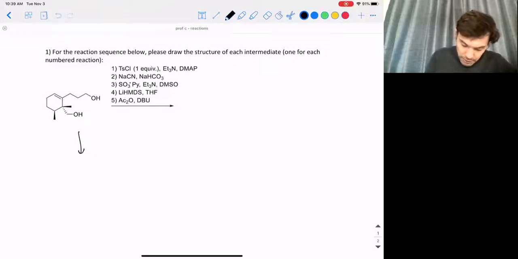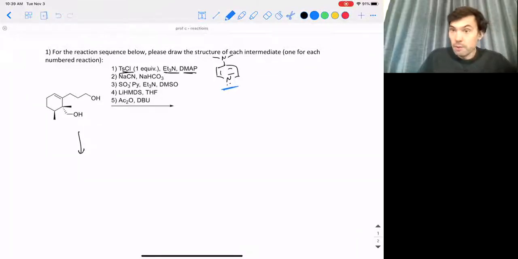The first reagent here is going to be tosyl chloride with triethylamine and DMAP. If you're new to DMAP, it is dimethylaminopyridine, which is this reagent shown here. It turns out to be a really good nucleophilic activator at the pyridine nitrogen, and is also a modestly strong base. So this is going to be used as a catalyst to promote the formation of a tosylate. And that tosyl chloride, of course, converts an alcohol into a good leaving group in the form of its tosylate.